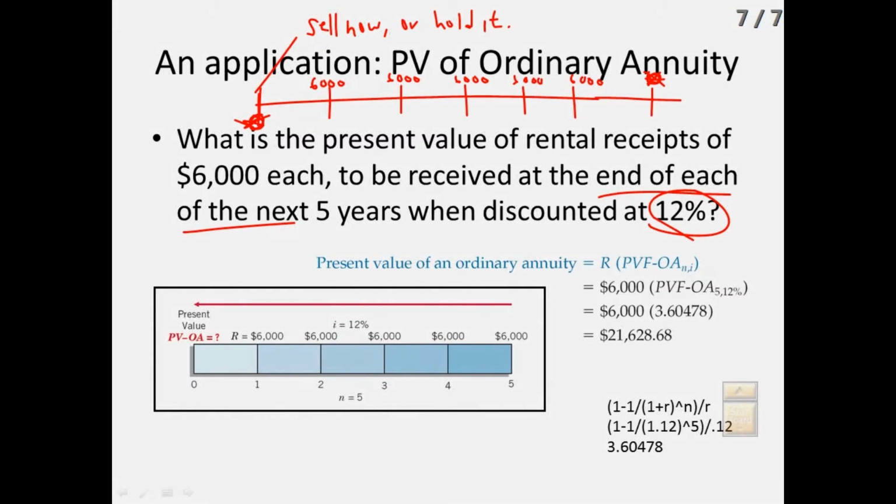What can you tell me about this? Don't even look at the formula. Don't look at the table. Don't look at your calculator. Am I going to have a present value of more or less than $30,000? Everybody should be telling me less, right? If I offer you $30,000 today or 5 payments of $6,000 each over the next 5 years, which would you rather? Take the cash right now.